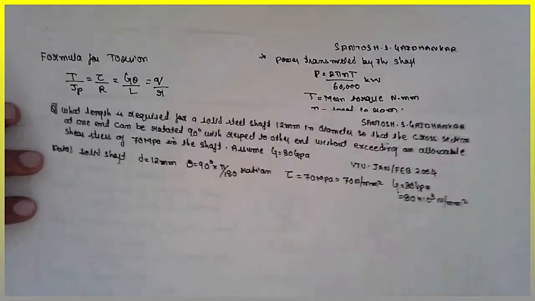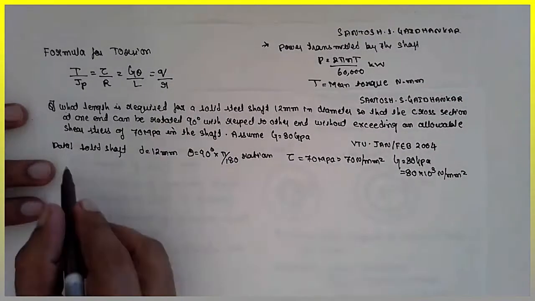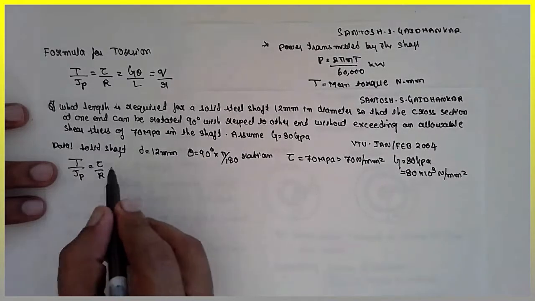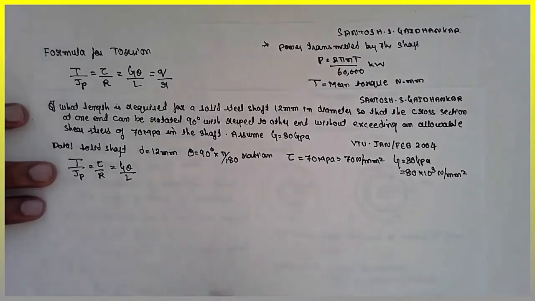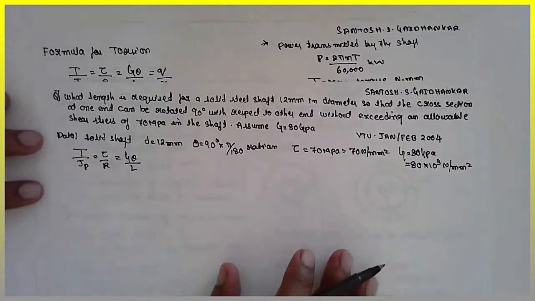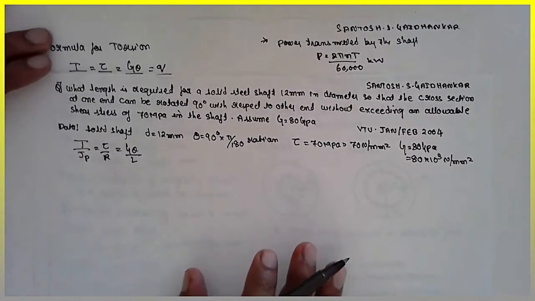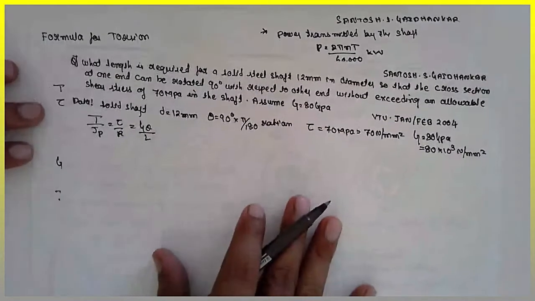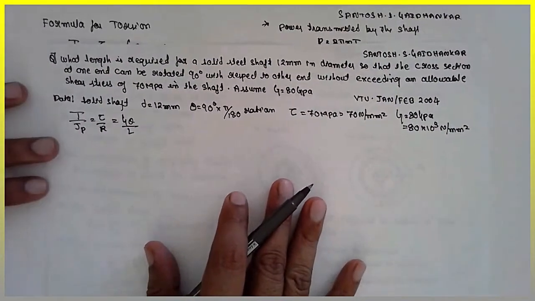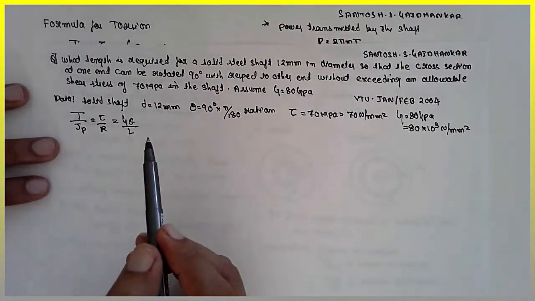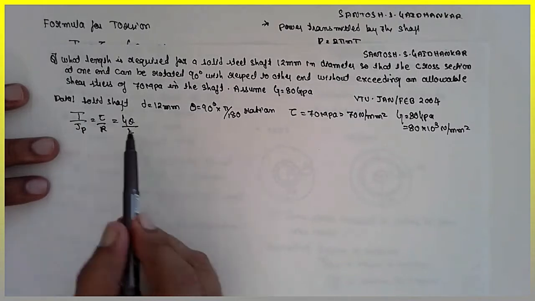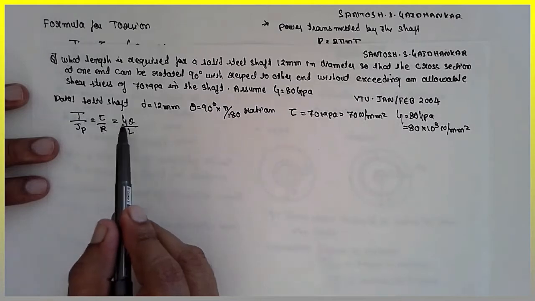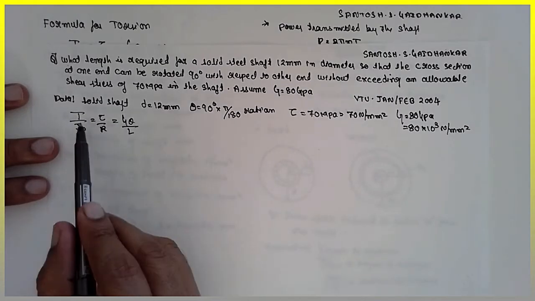Now use this formula: T divided by Jp is equal to tau divided by R is equal to G theta by L. This is the basic formula for torsion. Sometimes they will ask to find out the induced shear stress, then you can use Q by R. Now we have to find out the length. For finding the length, you have to go for the combinations here, either T divided by Jp, or tau divided by R and G theta by L.